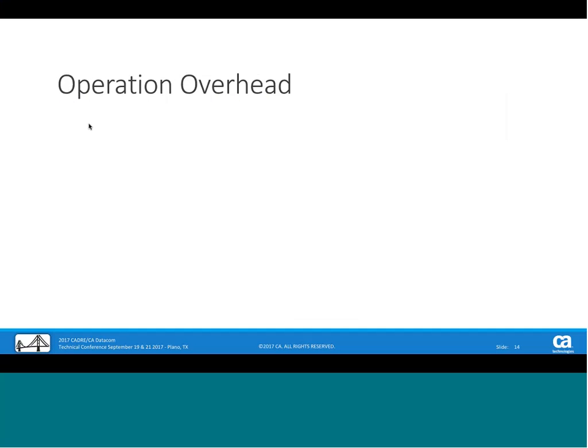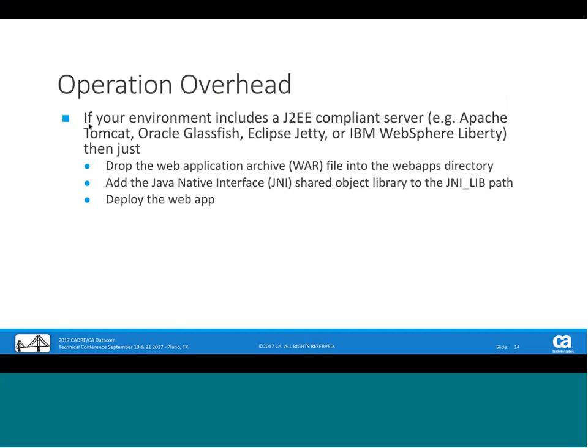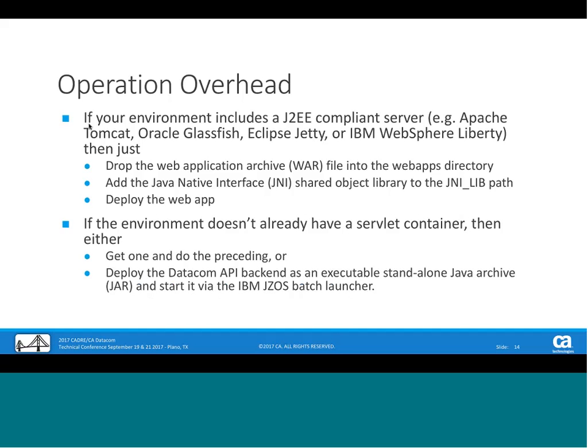So what would this cost you to implement if we were to have this available today? Well, it would be fairly simple. If your environment already has a J2EE compliant server such as Tomcat or GlassFish, you just need to drop the web application archive file into your webapps directory, add the JNI shared object library into the JNI library path, and then you can deploy your web mobile app.